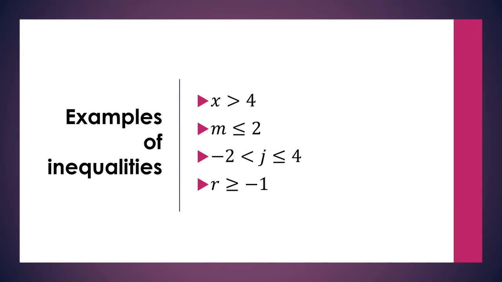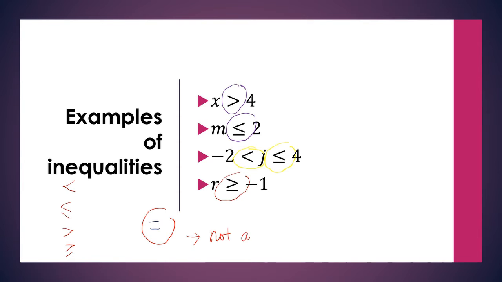Examples of inequalities. I give you 4 different examples here. And why are they inequalities? We look at the symbol. This is greater than, this is less than or equals to, this is a combined inequality with the symbol less than and also less than or equals to. And the last one is greater than or equals to. If we have any of these symbols, then it is an inequality. But if we have this equal sign, then this is not an inequality.